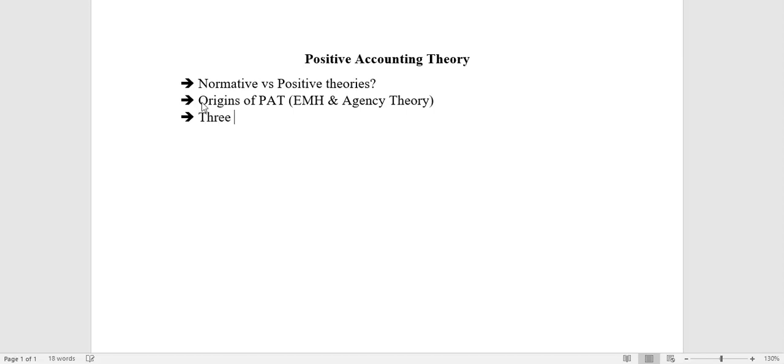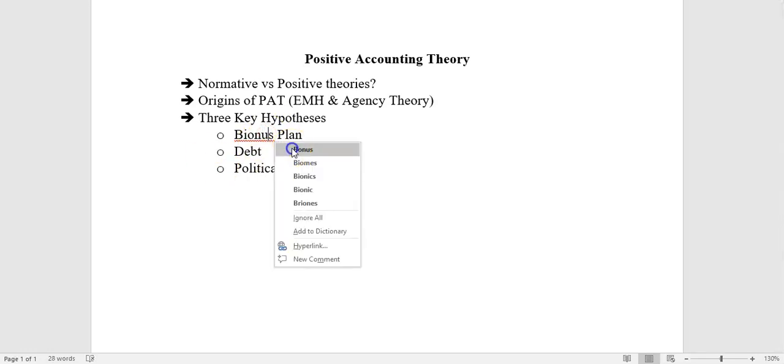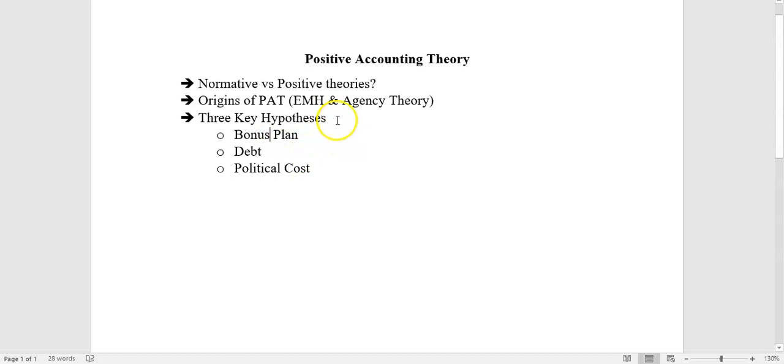There are three key hypotheses: the bonus plan, the debt, and the political cost. You need to have an idea what positive accounting theory predicts. It gives you three key propositions or hypotheses. About the bonus plan: if managers are paid a bonus based on profits, they will choose accounting policies to boost their profits. If companies have covenants based on debt and they have high levels of debt, companies will choose accounting policies to reduce the pressure on those debt covenants.